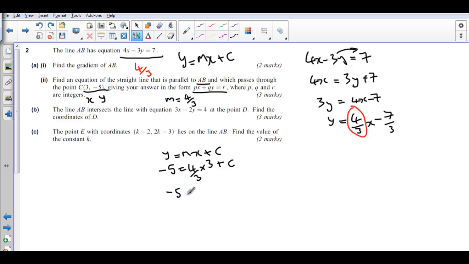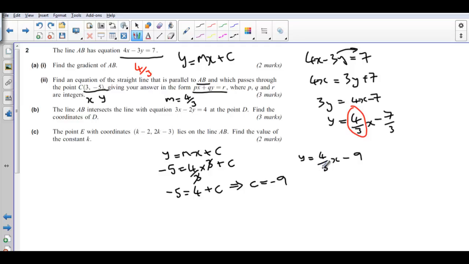What have we got now then? The 3's are going to cancel, so we're left with negative 5 equals 4 plus c. So this implies that c must be, to go from 4 down to minus 5, I've got to take away 9. So we're almost there now. So we can write down y equals the gradient 4 over 3x, take away 9. Okay, mostly done, except we're not in our format.